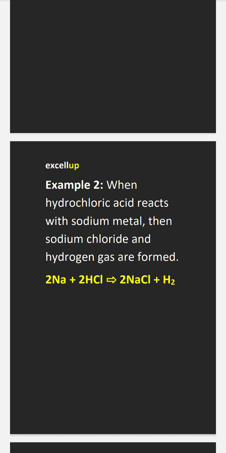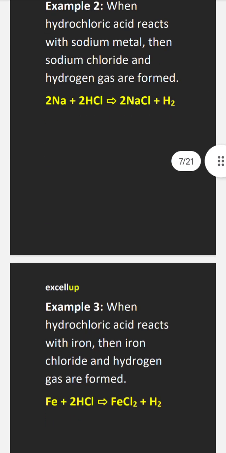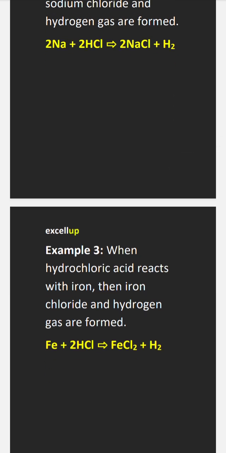You just need to keep in mind that if hydrochloric acid is involved, then it will always be a metal chloride salt. If it is magnesium, then the salt will be magnesium chloride. If it's sodium, then sodium chloride. And if it is calcium, then calcium chloride. Now next example is the reaction of iron and hydrochloric acid. As I have said earlier, if iron is involved, it will be iron chloride. So the equation is Fe plus 2HCl is equal to FeCl2 plus H2.